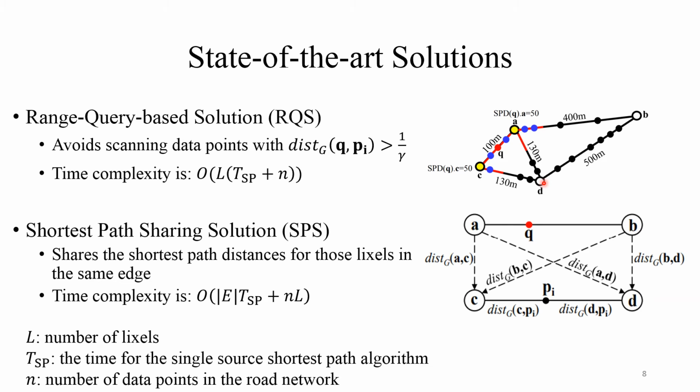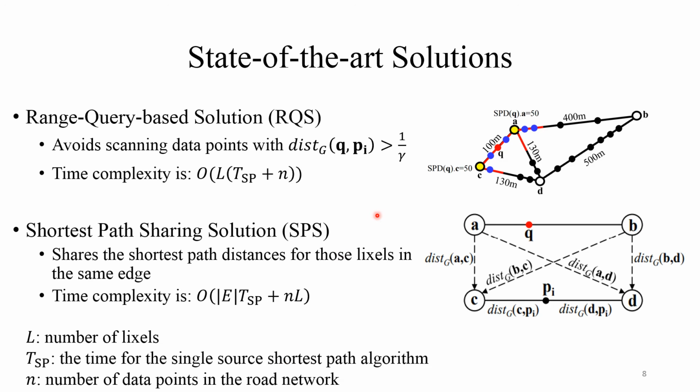Even though ArcGIS can practically improve the efficiency of generating NKDV, this method still needs to scan all data points and call the shortest path algorithm for each lixel in the worst case, which takes O(L times TSP plus N) time, where L, TSP, and N denote the number of lixels, the time for the single shortest path algorithm, for example, the Dijkstra algorithm, and the number of data points in the road network, respectively.